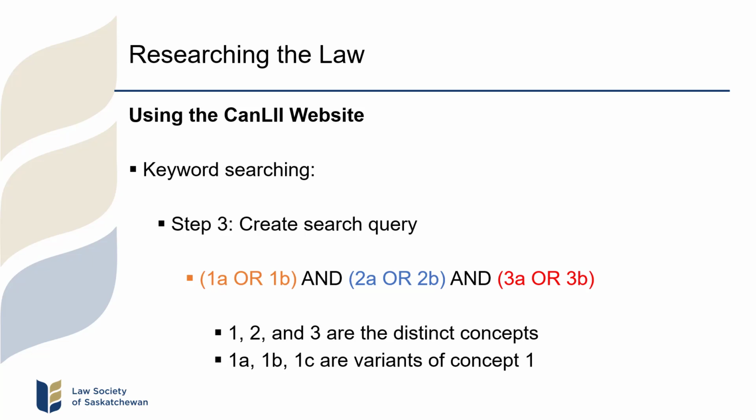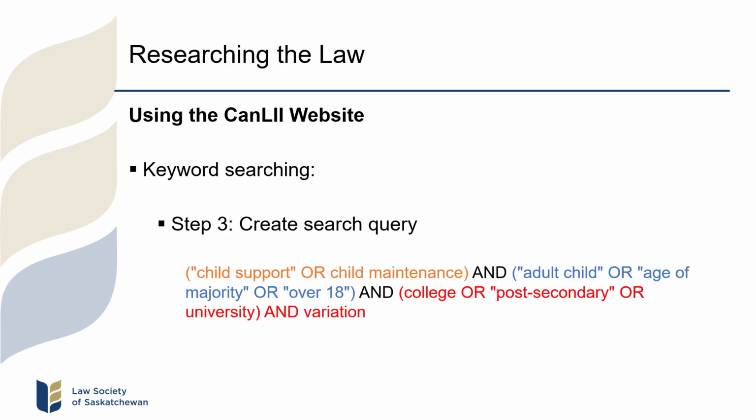Using this formula, here is our first attempt at a keyword search query for Canlii. Now, in this first attempt, we've used 4 distinct concepts separated by the AND search operator: child support, adult child, university, and variation. We're using the AND operator to separate the distinct concepts, as we want all of these concepts represented in the document that the Canlii search retrieves.